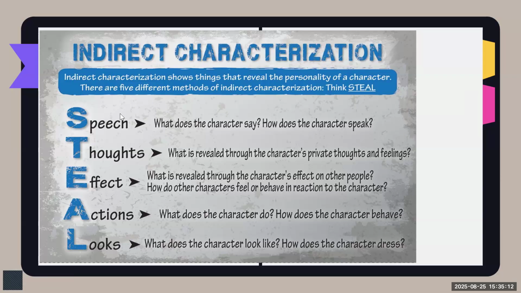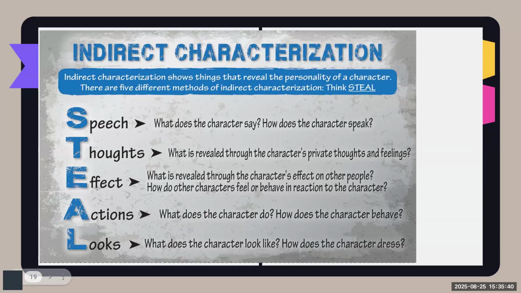Thoughts. What is revealed about what the character is thinking or feeling? For example, in Inside Out, we hear Riley's inner thoughts through her emotions. When she's worried about school, it shows she cares about fitting in. They don't need to tell us directly, I'm worried about fitting in. When we could hear her thoughts that she's worried, we can figure that out on our own.